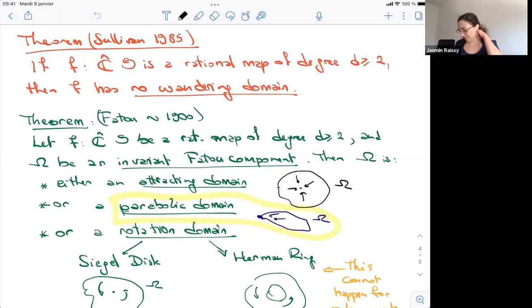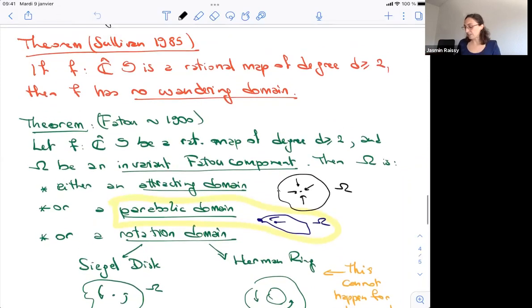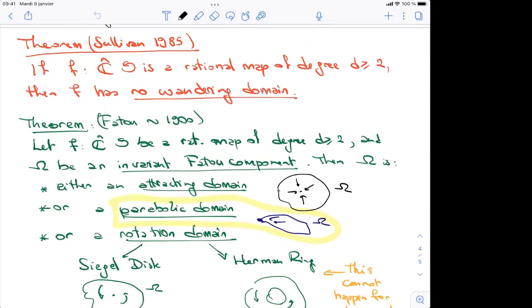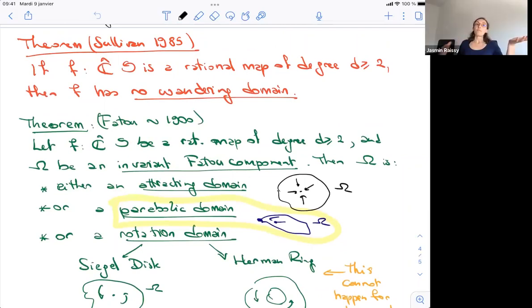So yesterday we left ourselves with the statement of two main theorems in dimension one. On one hand, we have Sullivan's results telling us that if you have a rational map of degree D on the Riemann sphere, then every Fatou component is going to be pre-periodic. So it's going to have finite orbit.